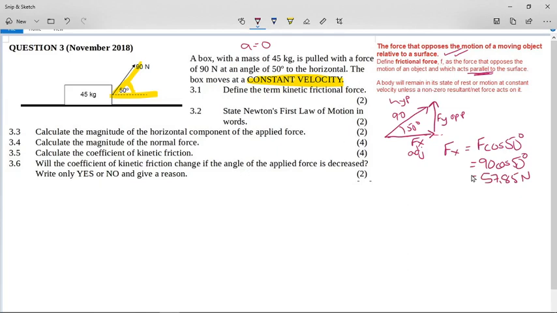Now it says calculate the magnitude of the normal force. You can see this is 4 marks, so it's not going to be as easy as just finding the horizontal component of the applied force. If we want to calculate the magnitude of the normal force, we actually need to draw a free body diagram for this object. So here's the block.